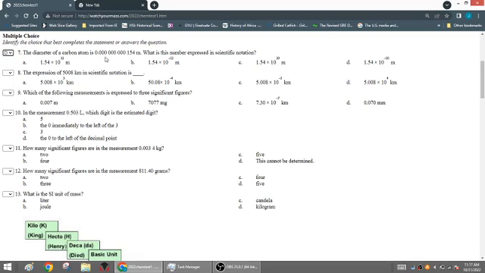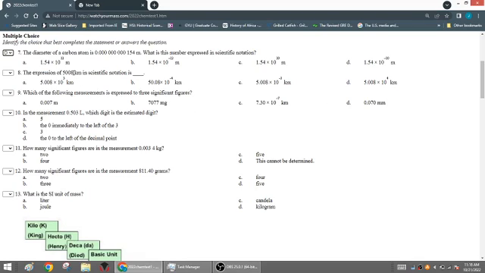Some people just go ahead and remember when you move it to the right, you're making it negative, and when you're moving it to the left, you're making it positive. Okay. The expression of 5.008 kilometers in scientific notation is, so we need the decimal to go to the left, 1, 2, 3. It'll be 5.008. So it's going to be either this one, or this one.